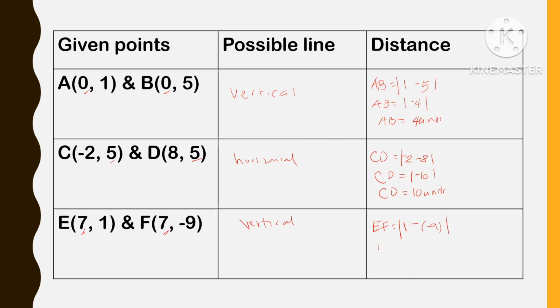EF here is equal to 1 plus. We use plus since we have double negative. So plus 9. Therefore, EF is equal to the absolute value of 10. Therefore, EF is equal to 10 meters.